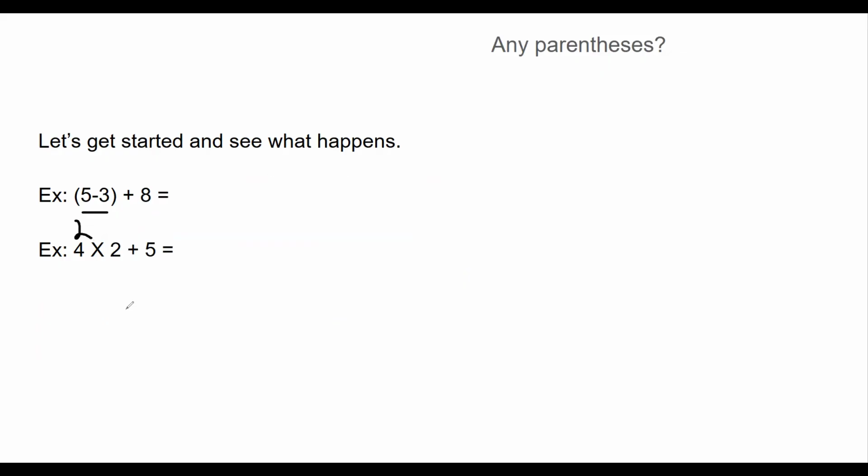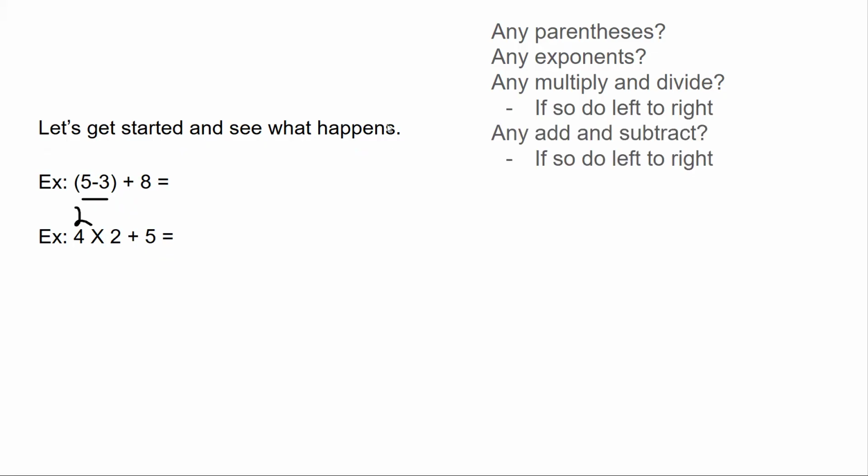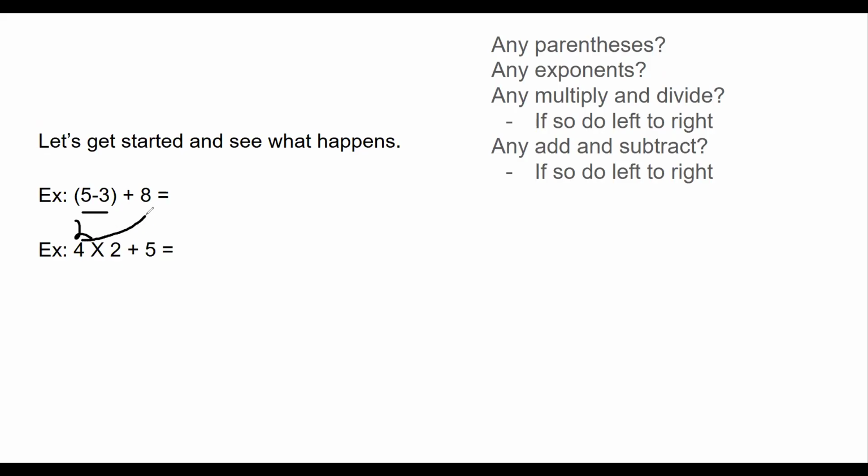All right, and then you ask the next question. Are there any exponents? No. Is there any multiplying or dividing? And if so, you do it left to right. There's none. Any add and subtract? If so, do it left to right. So this is an easy problem, but it just kind of illustrates the questions you go through. So now 2 plus 8 is 10.